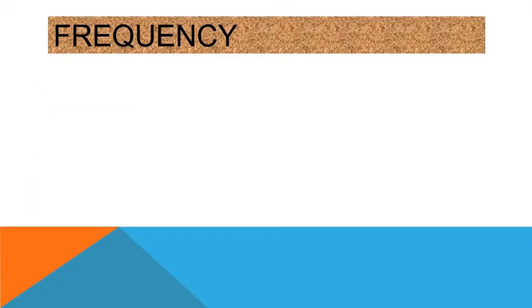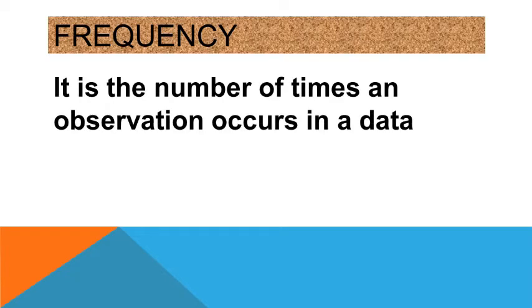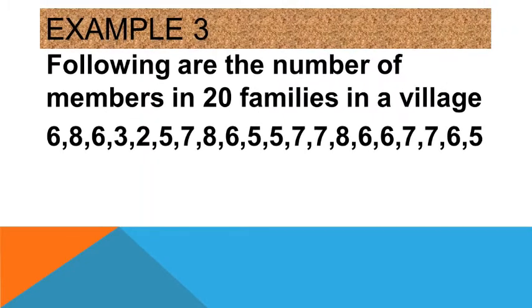Next comes your frequency. It is the number of times an observation occurs in a data. As many times the number has been repeated, that is the frequency of the observation. Again, let's take an example. Following are the number of members in 20 families in a village. These are the numbers. Now, see.